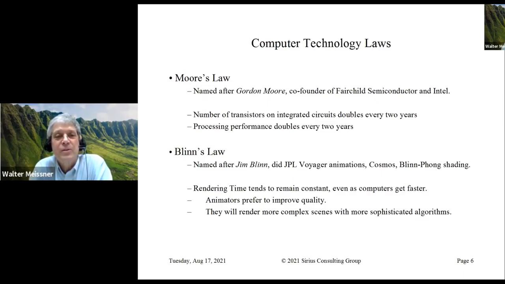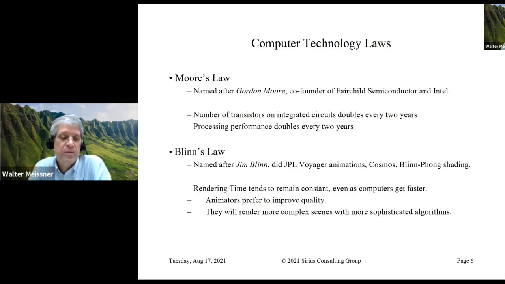So let me just mention two technology laws. One is Moore's Law, which I'm sure you've heard of. It's named after Gordon Moore, co-founder of Fairchild Semiconductor and later Intel. His observation was that the number of transistors on integrated circuits doubles every 2 years. Processing performance doubles every 2 years. Other people have scaled that back to 18 months.